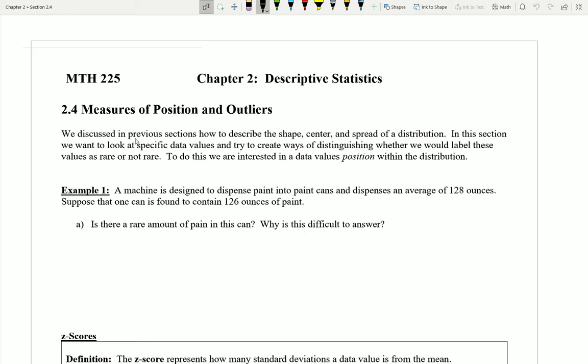So as I stated here at the beginning, we've already talked about that with an entire set of data, we can describe things like the shape, a measure of center, and a measure of spread. And again, our goal now is to figure out where individual values are located within a data set, and how do I begin to determine whether or not those individual data values would be considered rare or not rare.